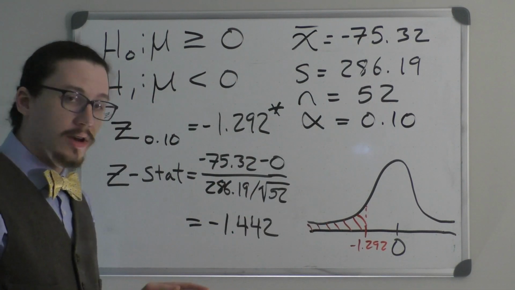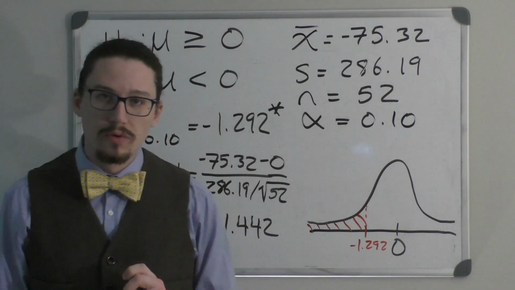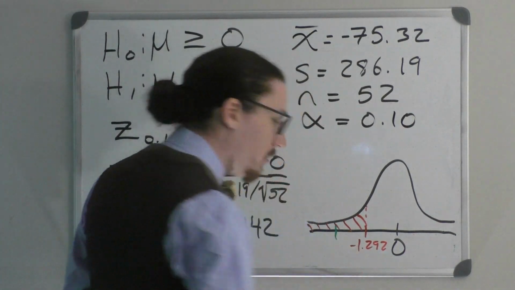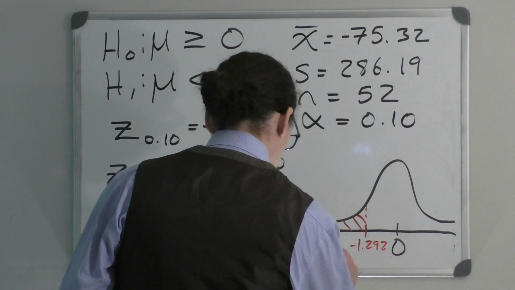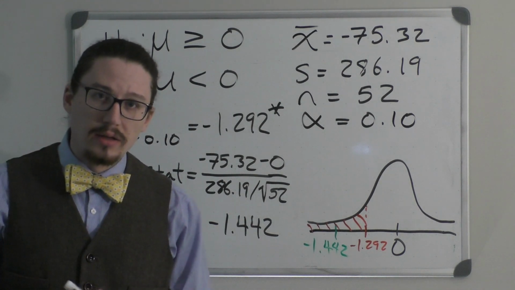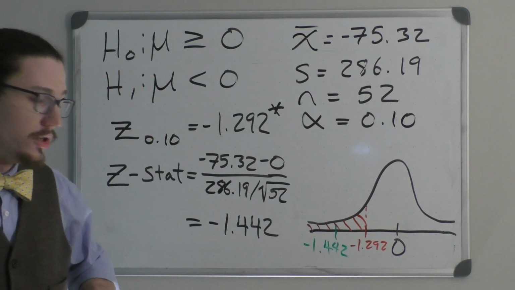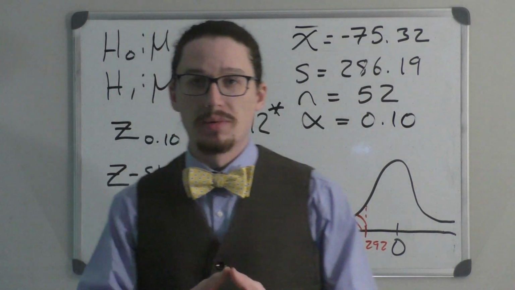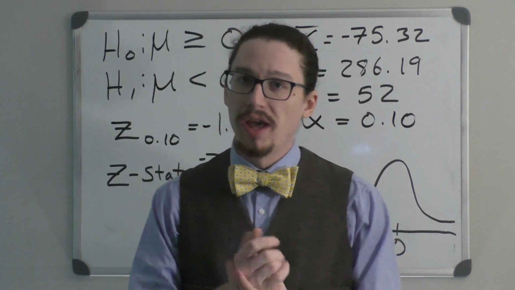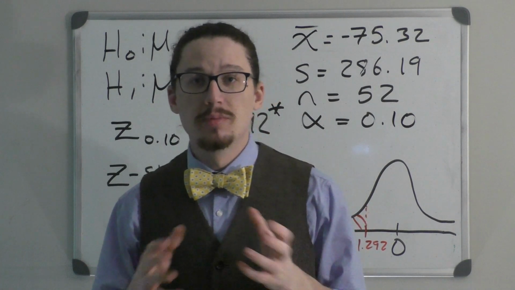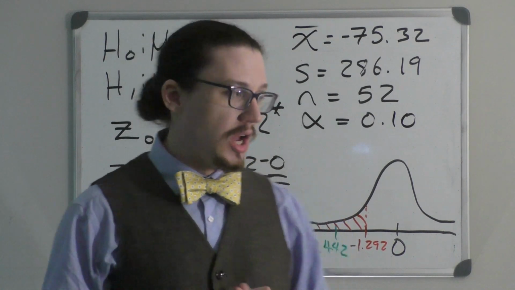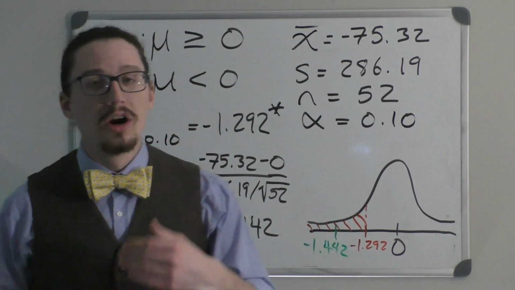All right, so we can see here that we've got our critical value set. We've got our test statistic. Now we can see that our test statistic, negative 1.442, is less than our critical value, negative 1.292. So it would fall to the left of our critical value and into the rejection region. So for performing this at the 10% level, our conclusion would be reject the null hypothesis, conclude that the population mean for weekly profits is less than 0.